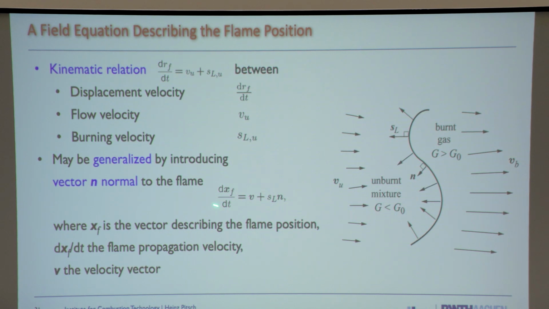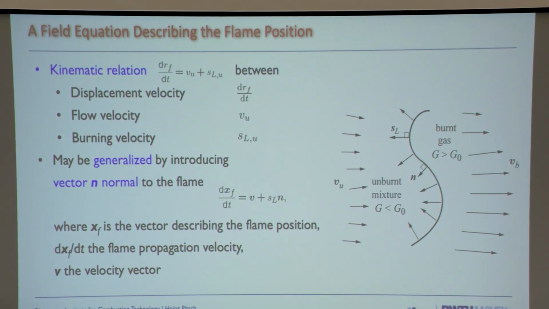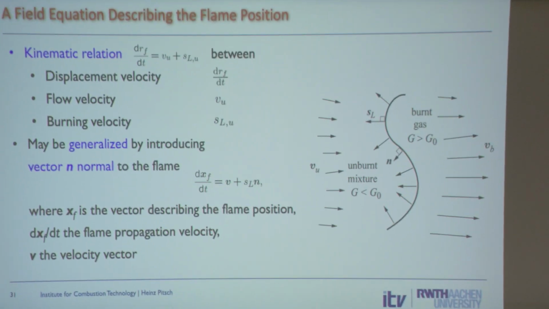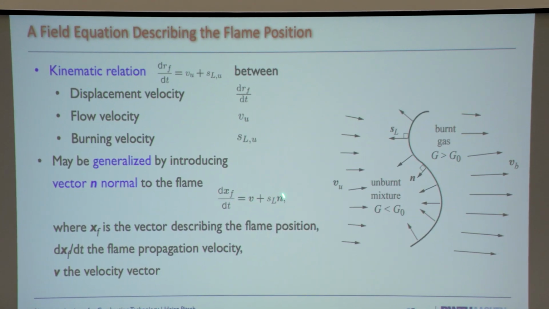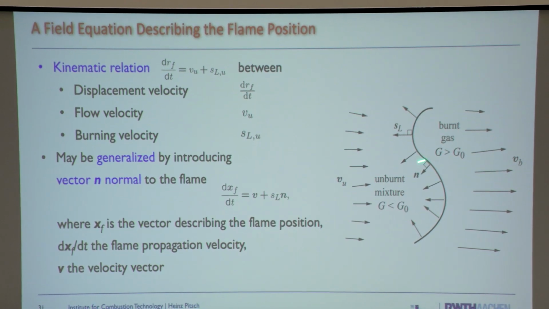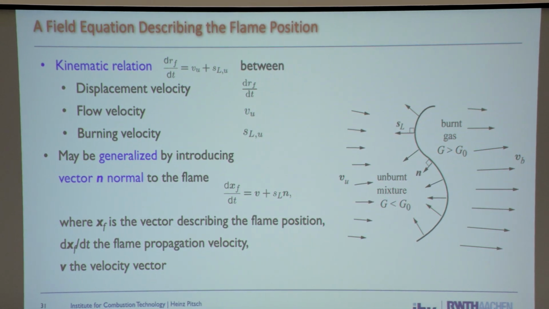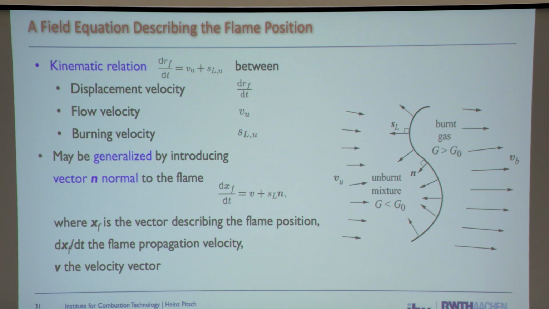We can write this for 3D also, where we say the change of the position of the flame is the background velocity, now as a three-dimensional vector, plus the burning velocity. But because the flame burns always normal to itself, we say the burning velocity times the flame normal vector, okay? So that's how this looks.